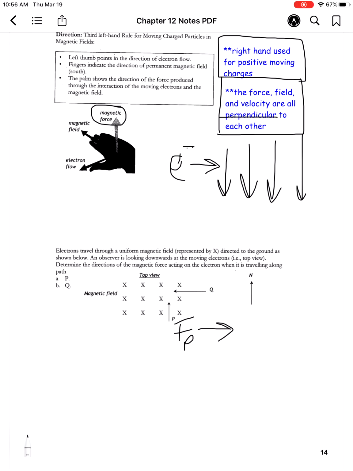Now we're going to look at Q. Same idea. Because of the magnetic field, your fingers should be pointing straight down.